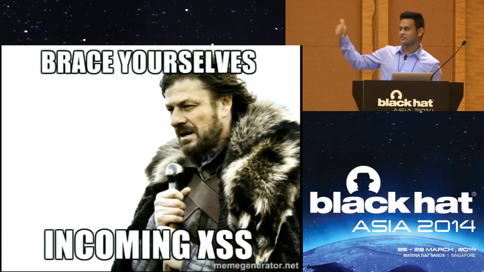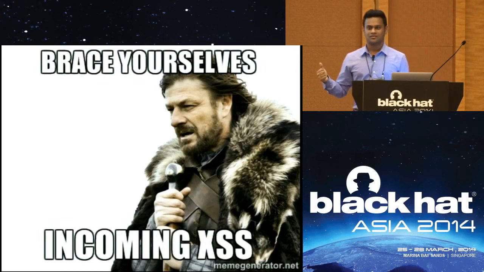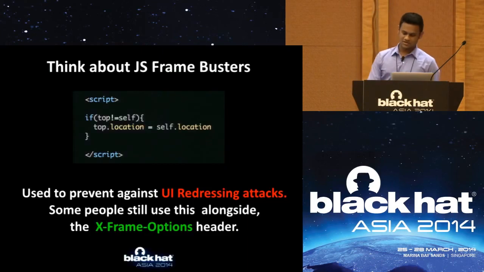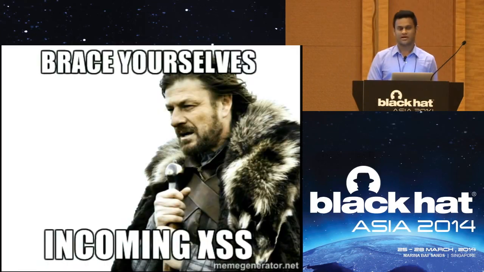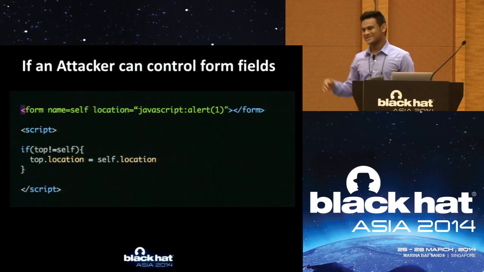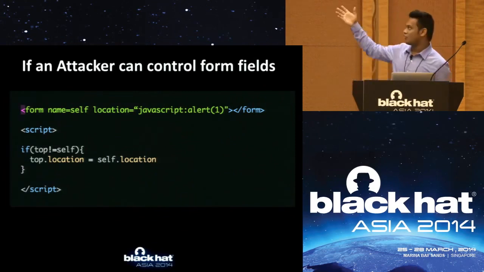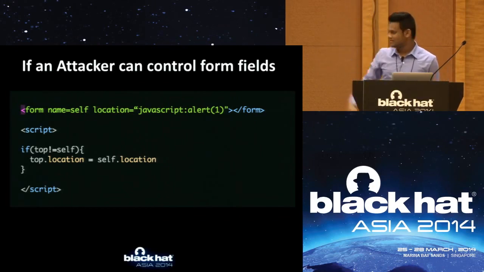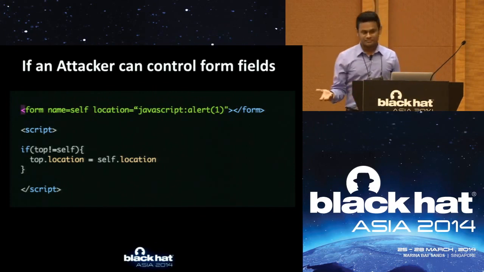If you have a website protected by a standard WAF and you have code like this, you can have cross-site scripting with it. What an attacker can do is create a form with the name self, and location set to javascript:alert(1). As you know, javascript:alert(1) in your address bar is going to pop up JavaScript, right? And you just iframe it, okay?